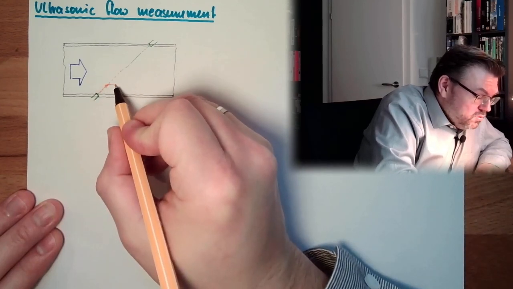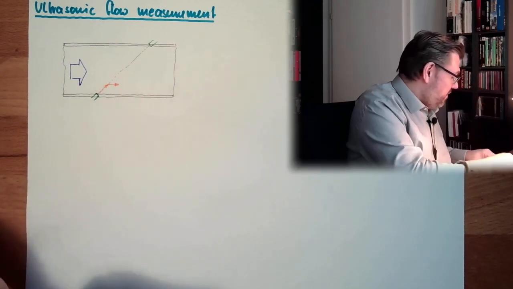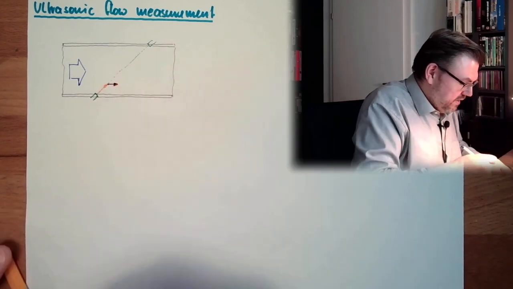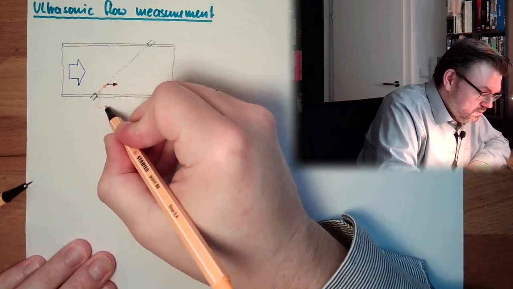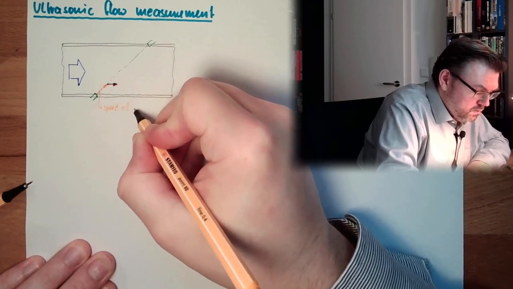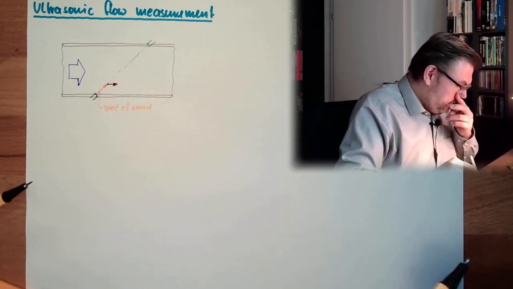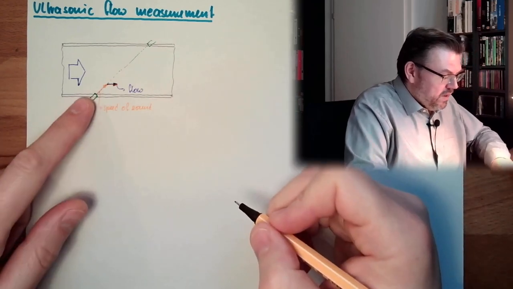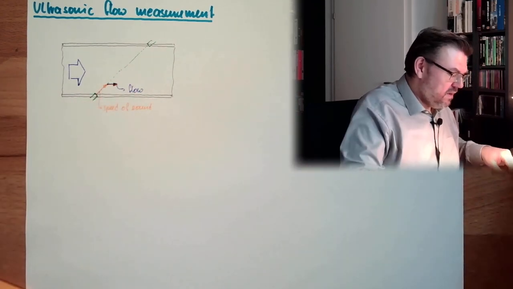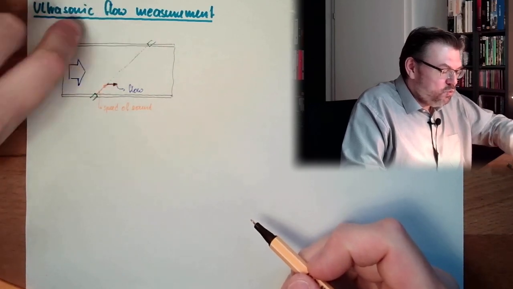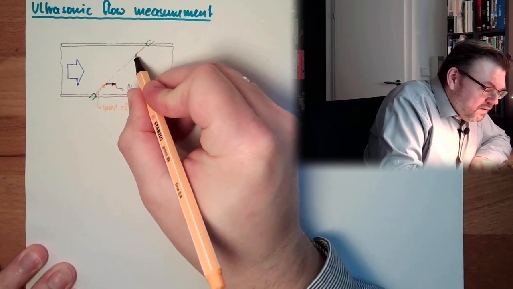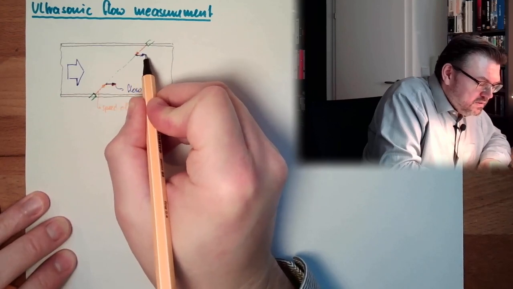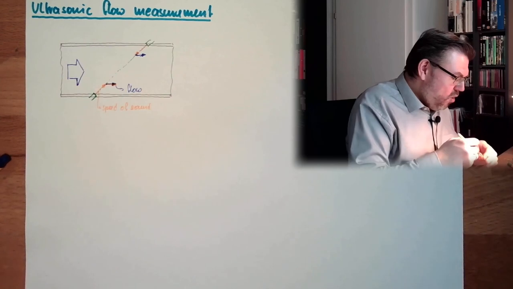So we have those two. Here we have, let's say, one is from the speed of sound, and this is from flow. Combined, we have a higher speed. Okay, now let's have a look how it is if this one is issuing with the same speed of sound. And then we have the flow here, still in this direction. Here we have a lower velocity.